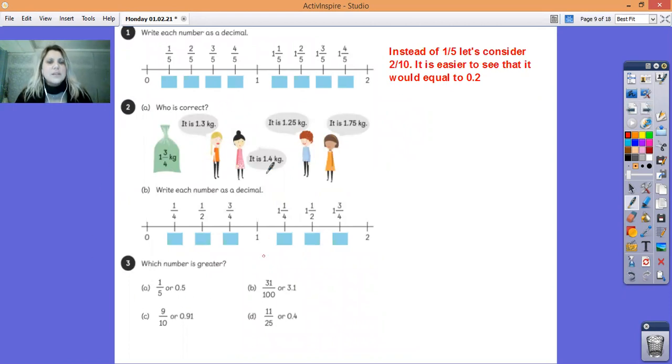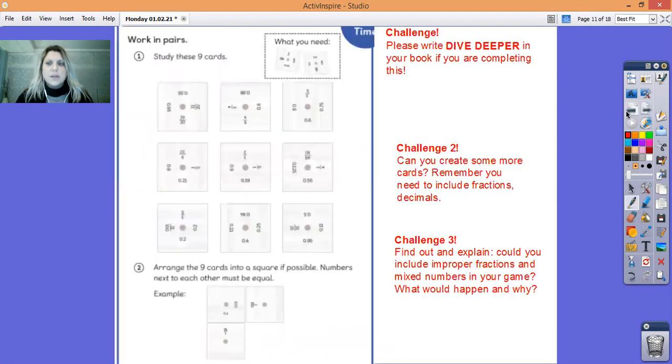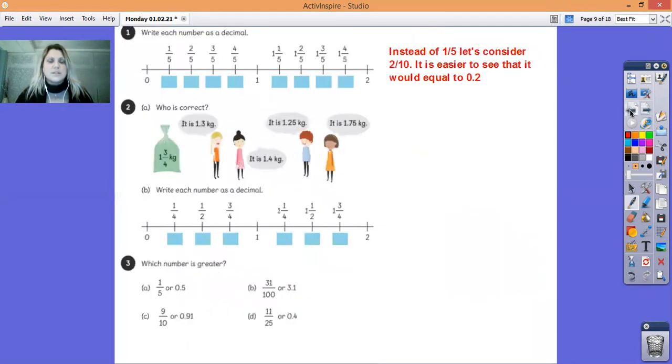All right, now this is our guided practice. Let me just check if it's our guided practice. Yes, that's our guided practice. Let me finish the info. So in our guided practice, we will have to write all of these numbers as decimals.